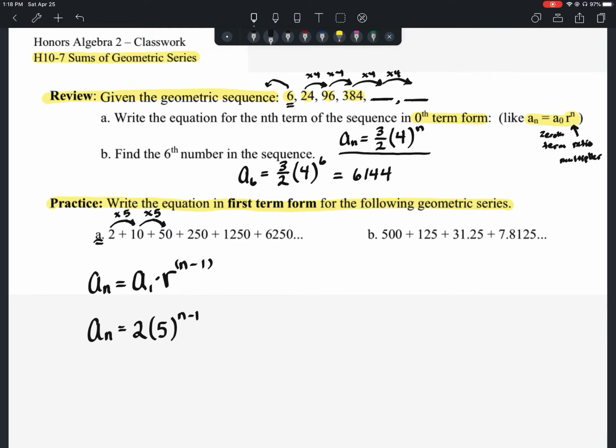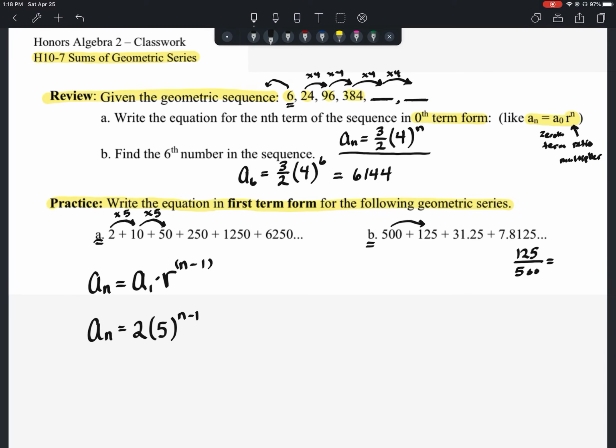Looking at the second one, we have 500 plus 125 plus 31.25 plus 7.8125 and so on there. Obviously, these numbers are getting smaller, which means our geometric ratio, or our multiplier, has to be a value less than 1. So when we think about it here, if we wanted to figure out what are we multiplying 500 by to get to 125, we'll just take our 125 and put it over the term before it.